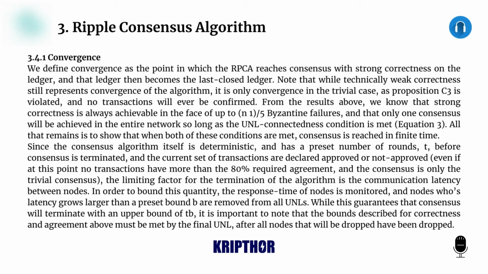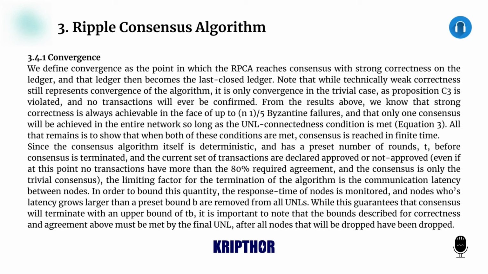From the results above, we know that strong correctness is always achievable in the face of up to n-1/5 Byzantine failures, and that only one consensus will be achieved in the entire network so long as the UNL connectedness condition is met, equation 3. All that remains is to show that when both of these conditions are met, consensus is reached in finite time.